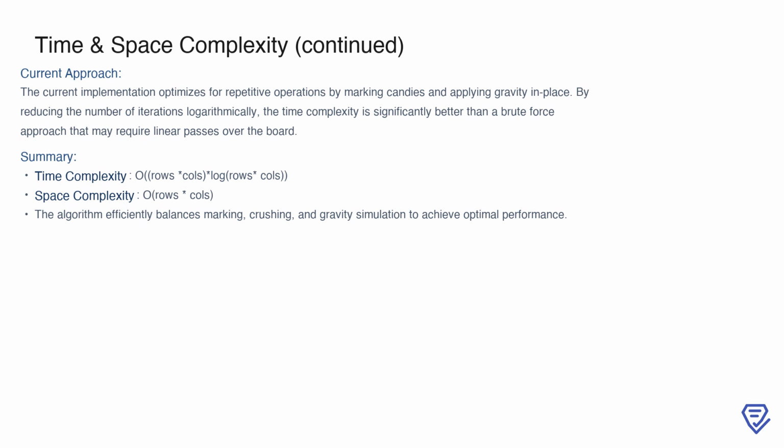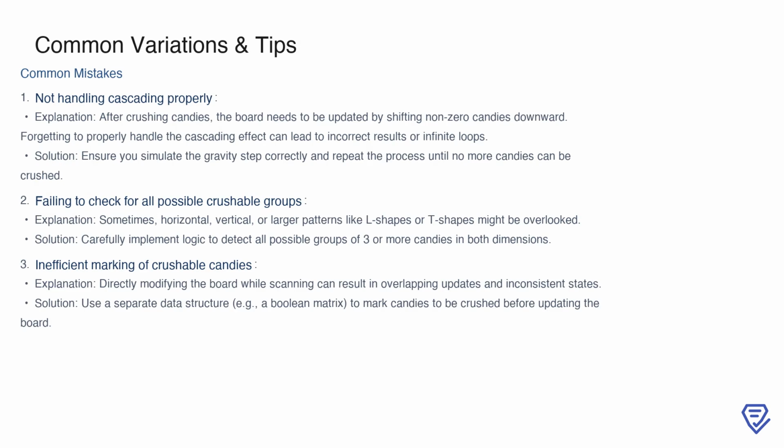In summary, the algorithm achieves a time complexity of O(rows * cols * log(rows * cols)) and a space complexity of O(rows * cols). By efficiently balancing marking, crushing, and gravity simulation, the solution provides a highly optimized way to solve the candy crush problem while minimizing unnecessary operations. One common mistake in the candy crush problem is not handling the cascading effect properly.